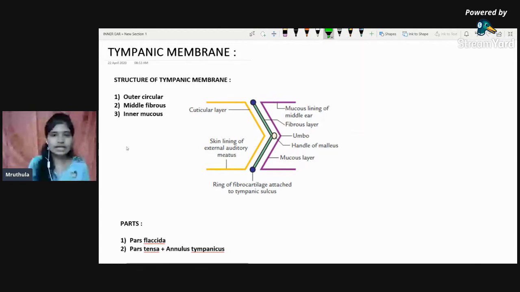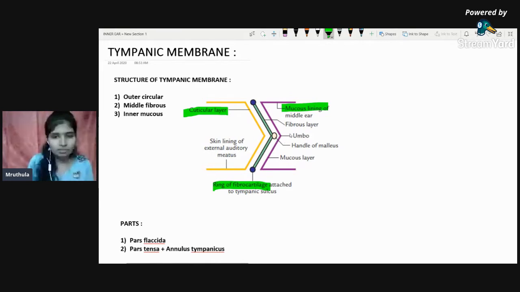in this diagram. So first, this outer one is the cuticular layer, the yellow layer. Okay, and the middle one is actually the fibrous layer. Okay, the middle fibrous layer is thickened on the top and the bottom. That is, along the rim, it is thickened to form a ring of the fibrocartilage. Okay, why is this formed? This is formed to attach the middle fibrous layer with the tympanic sulcus on the bone. Okay, now the innermost layer is called the mucous layer. Okay, it's on the side of the middle ear.